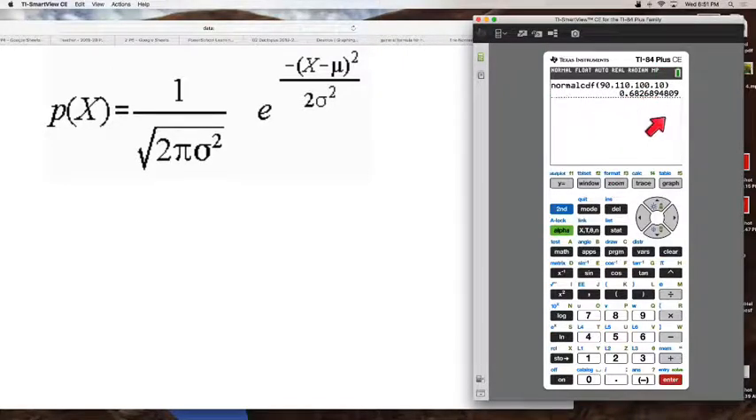68.2689%, just like before. So when you're using the cumulative distribution function, you don't even need to use the graph function in the calculator, and you don't even need to use the integral function in the calculator. It's going to straighten it all out for you.